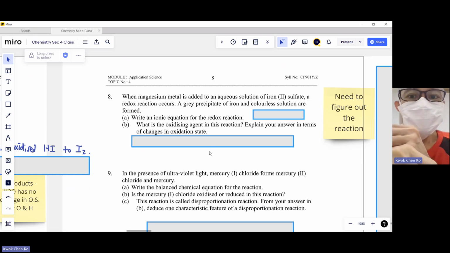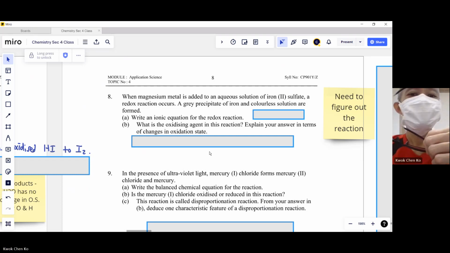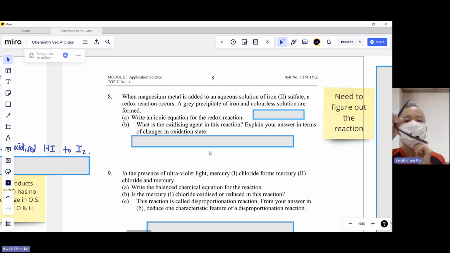A green precipitate of Fe. So Fe is what? Solid. Precipitate means solid. Sulfate is soluble except for barium. So this one is aq. Okay, it's balanced. So I only have Mg plus Fe2 plus SO42 minus, giving Mg2 plus SO42 minus plus Fe. So the answer for this one is A.